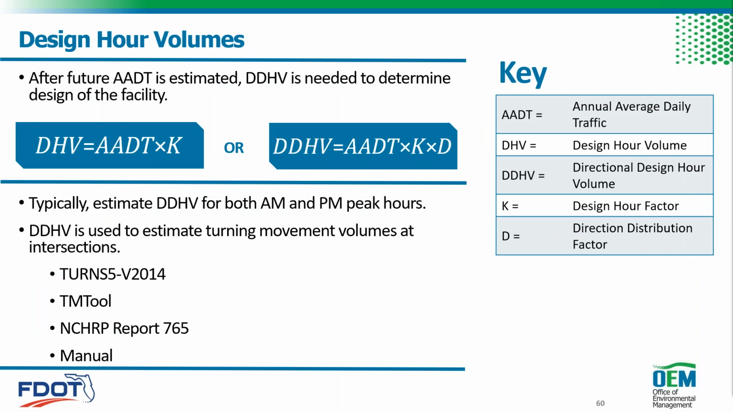All right, so after you have your AEDT from your forecasting, you'll need to estimate DDHV, which is directional design hour volume. Typically, we do this for both the AM and PM peak hours. And after you have your DDHV, you can estimate your turning movement volumes. There's a variety of methods to do this. We have our turns tool as well as our TM tool. There's the methodology in the NCHRP report 765, and there's also the manual method to do this.